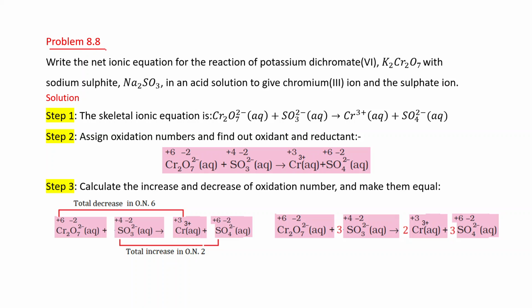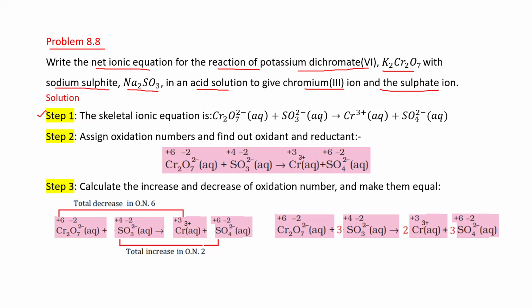Problem 8.8. Write the net ionic equation for the reaction of potassium dichromate (VI), formula K2Cr2O7, with sodium sulfite, Na2SO3. This is sulfite. The reaction is in an acid solution to give chromium 3 ion and the sulfate ion.